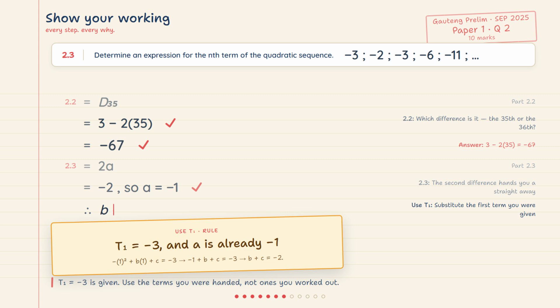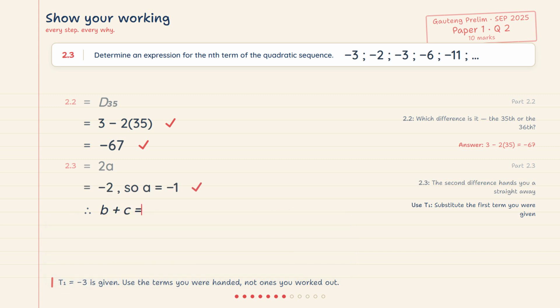For b and c you need 2 equations, and the sequence hands you as many as you want. Take the first term, n is 1, so minus 1 squared, plus b plus c equals minus 3. Minus 1 plus b plus c is minus 3, so b plus c is minus 2. That is your first equation.